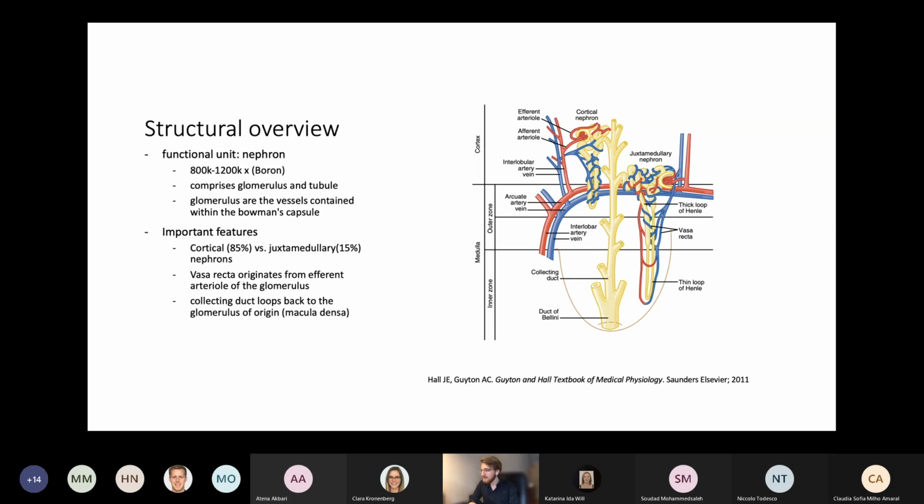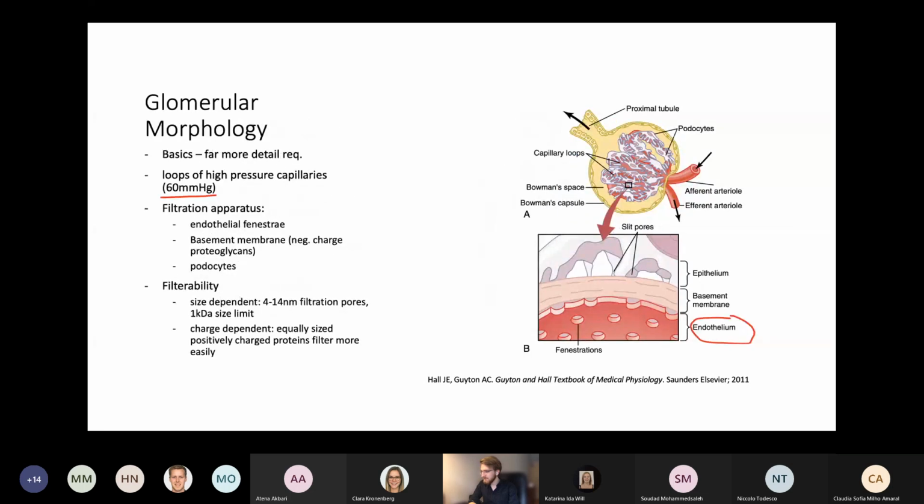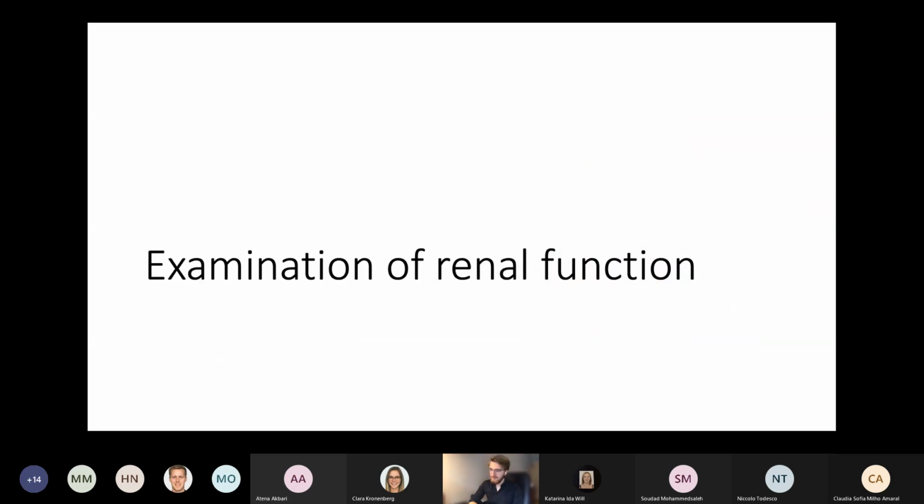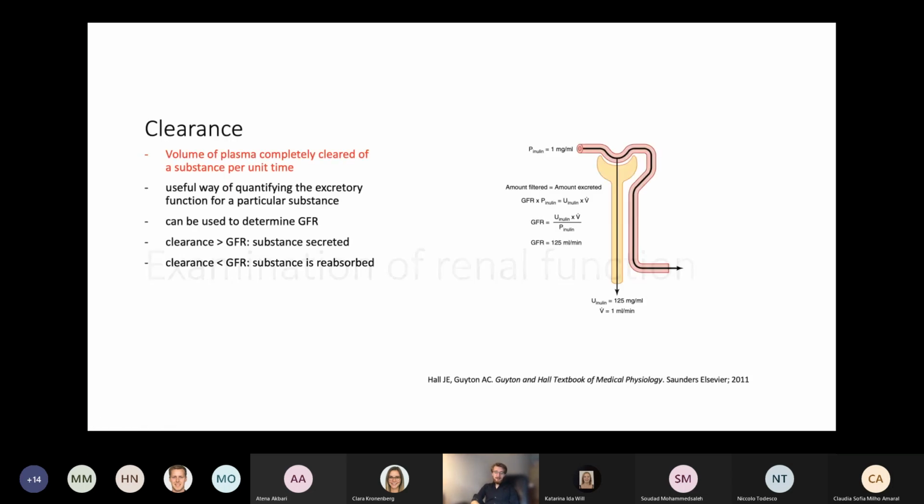If there are no further questions, I'm going to continue with the functional assessment of the kidney. Examination of renal function. This is the last section of our presentation, and I hope it wasn't too dense so far.